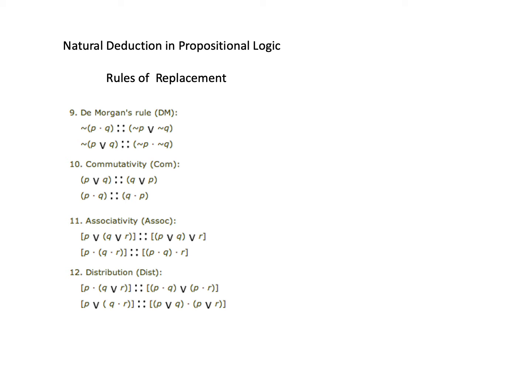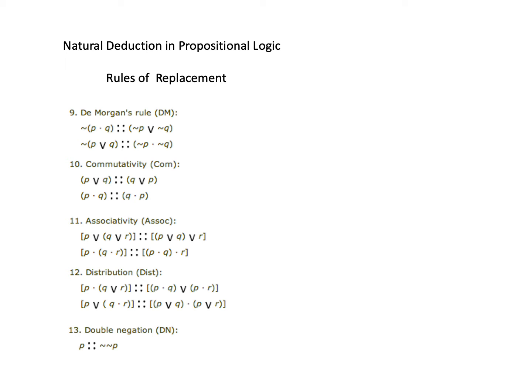And the final one is double negation. It's saying that P is the same thing as saying tilde tilde P. And so we can go in either direction there. Tilde tilde P is the same thing as saying P. And this makes sense.